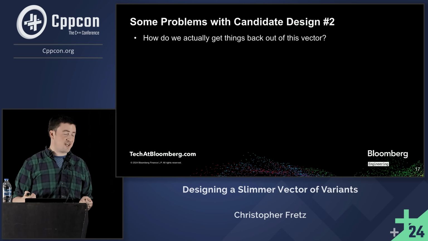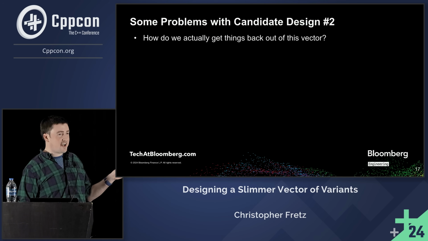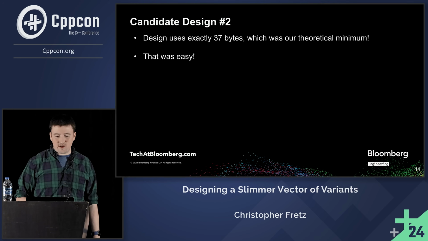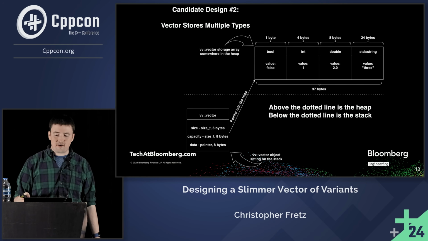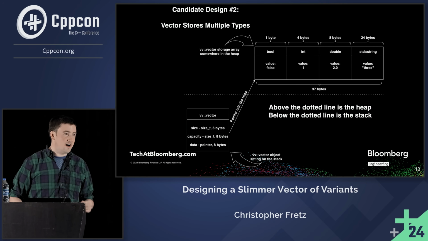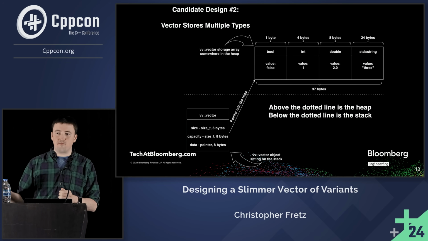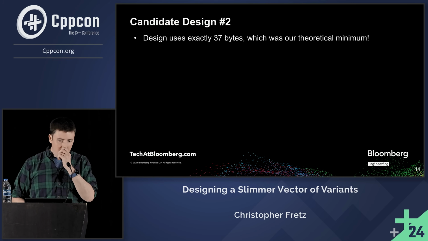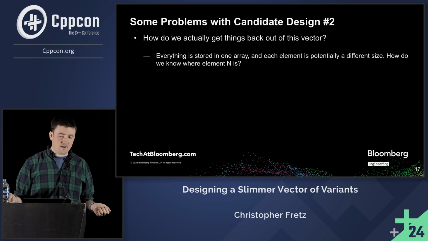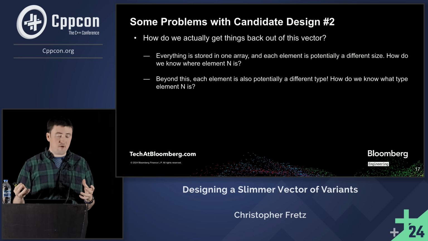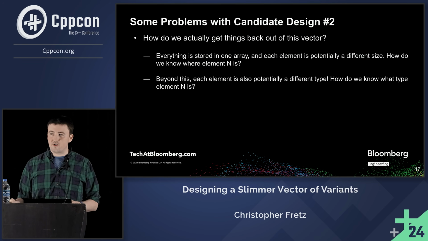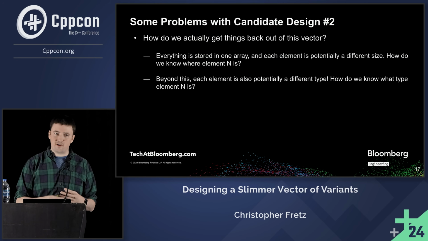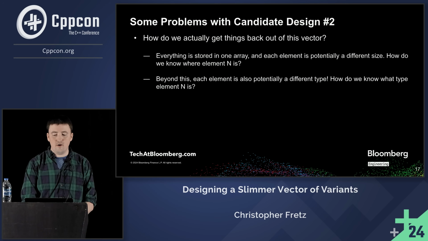So some problems with candidate design number 2, which is how do we actually get things back out of this vector? Because the problem is that we no longer know that all of the types are the same thing. And so say that you want to access index 1. Where is index 1? We don't know. Vector would just compute off the fact that all of its elements are the same size. And so we have to know how we actually get to these things. But then additionally, how do we know what type it is? You might have a whole bunch of different types that are all the same size. But if you don't know what to cast it back to when you give it to the user, you're not going to get good semantics. And so we also have to know what type everything is in this vector.